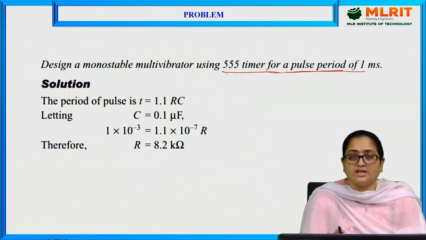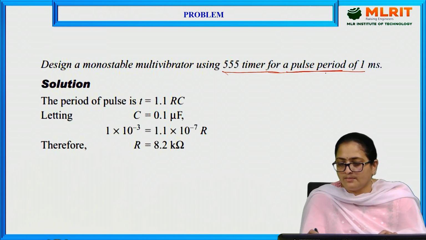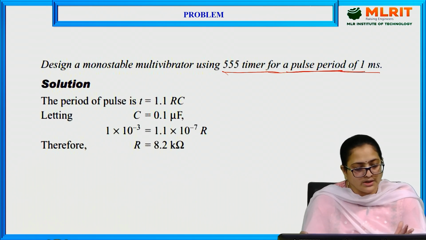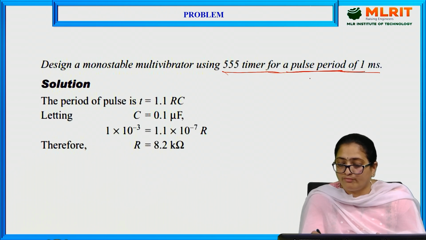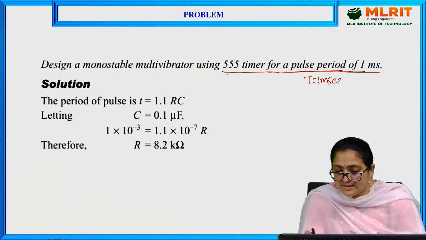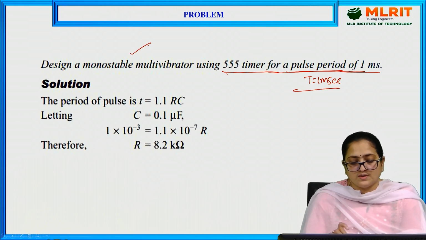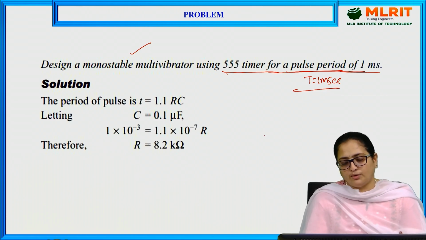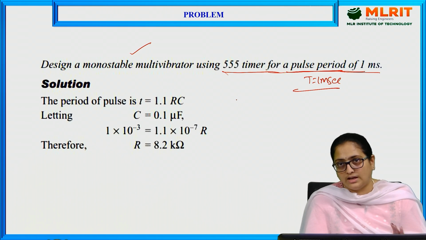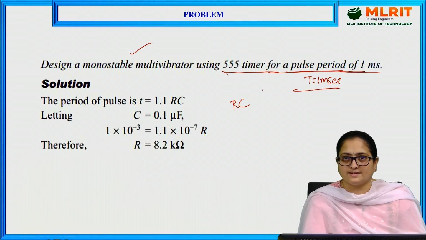Here I have given a simple problem to find the resistor value by giving a pulse period of 1 millisecond. Design a monostable multivibrator using a 555 timer for a pulse period of 1 millisecond, that is T equals 1 millisecond. To design a monostable multivibrator, we require a 555 timer, and two external components are required, which are R and C. So, if I want to design a 555 timer for a time period of 1 millisecond, I need to know the external resistor and capacitor values.